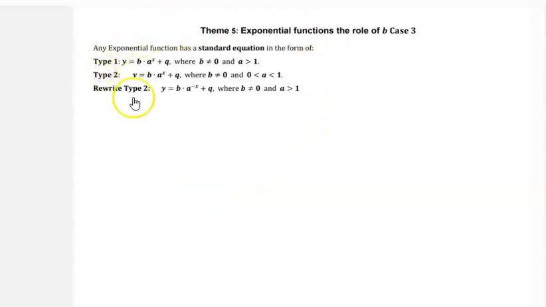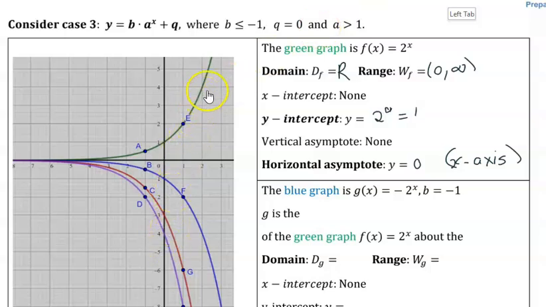You will notice that I include the standard equations every time for the exponential function so that you are aware of that and never forget it, even if I wake you up at 3 o'clock in the morning. In this video we are considering b less than or equal to -1, but a is still greater than 1, and x is positive, so we have a plus x there.